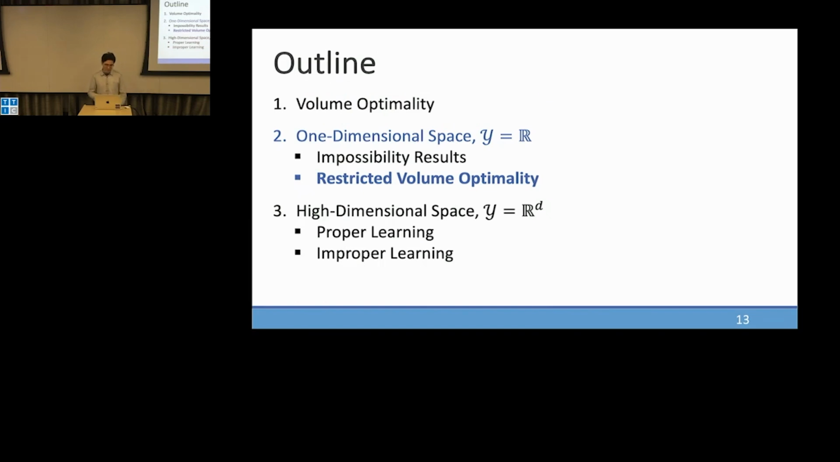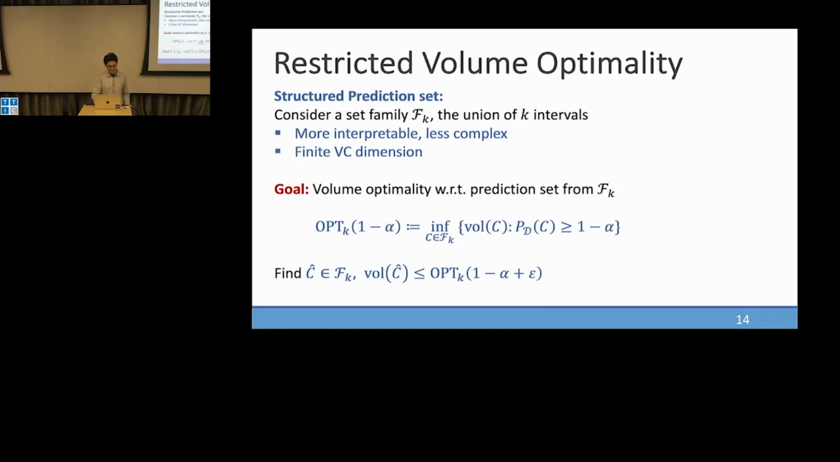Okay, now given this kind of strong impossibility result, what we can do is try to achieve some restricted volume optimality. Restricted in what sense? Remember before we talked about the issue that the general prediction set is too complicated. So can we restrict ourselves to nice and interpretable prediction sets?